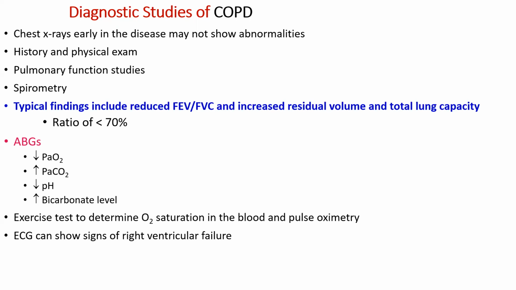So in diagnosing patients with COPD, typical findings include reduced FEV1 over FVC, where FEV is forced expiratory volume. And this ratio is important because a ratio of less than 70% suggests the presence of obstructive lung disease.